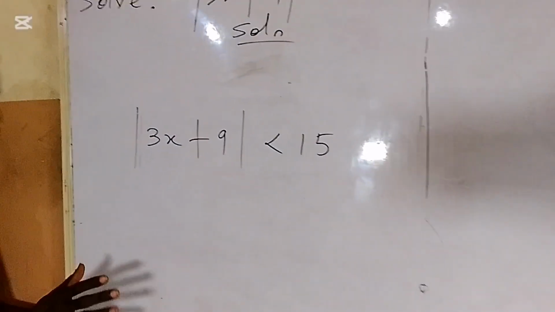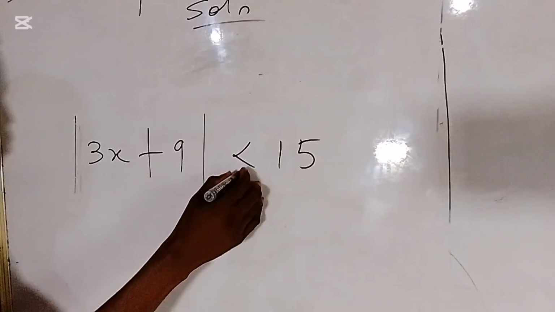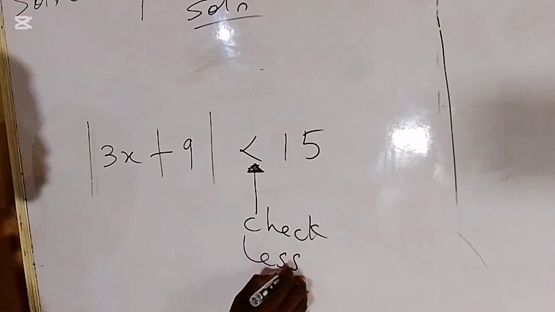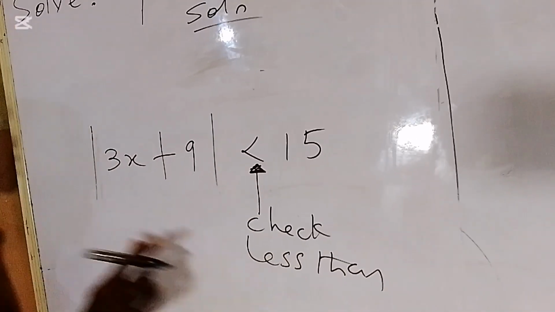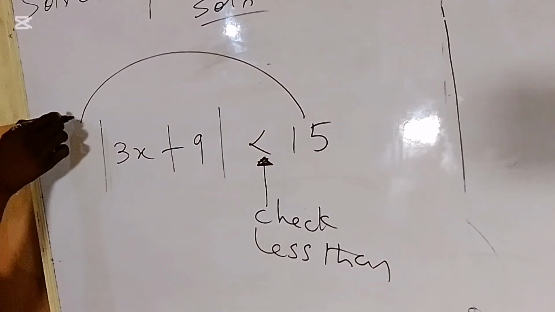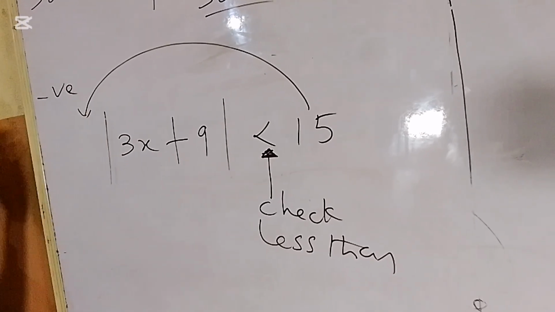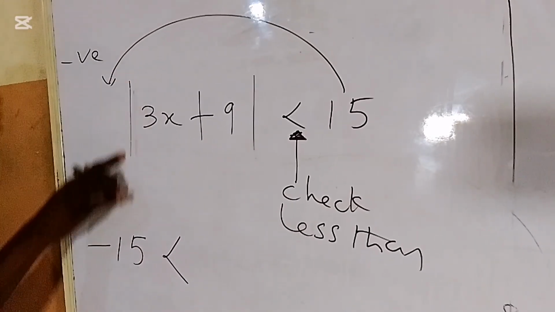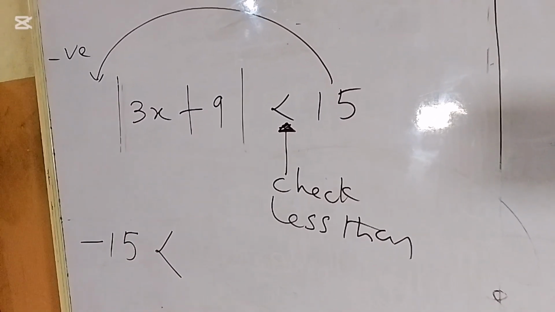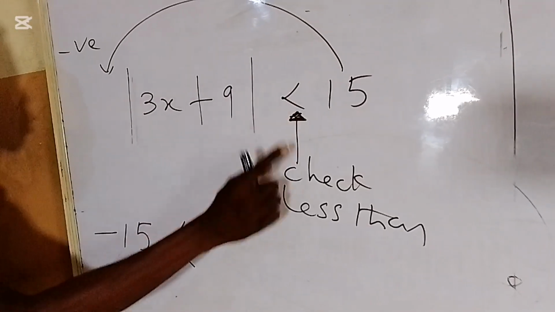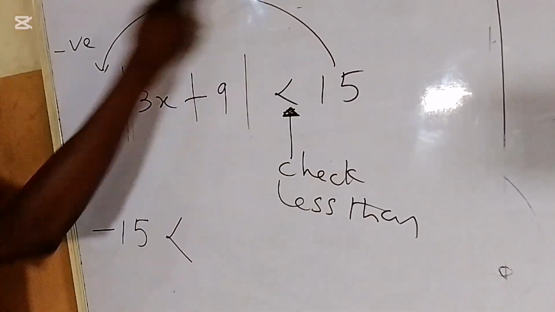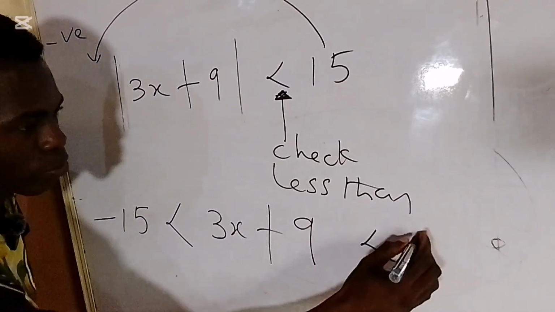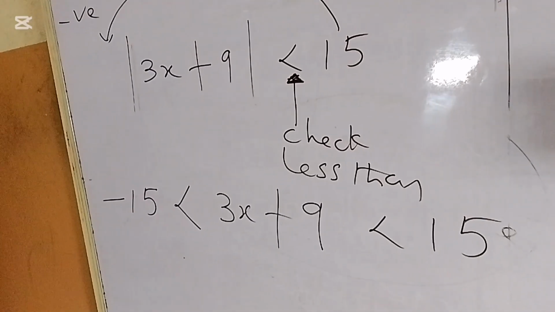Whenever you see a question like this, the first step is to come here and check. Is this less than? Now, the moment this is less than, you know what to do? Just bring this 15 backwards, but make it negative. So watch, this will become minus 15, then less than. This absolute sign will disappear, okay? Once you check, this is less than, 15 will come here as negative 15. Then this one will become 3x plus 9 less than 15. Can you see now that it's a sandwich?